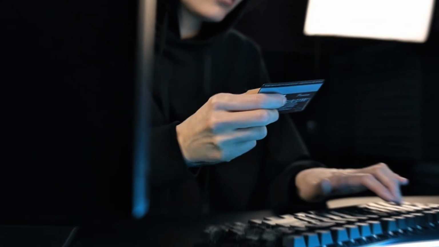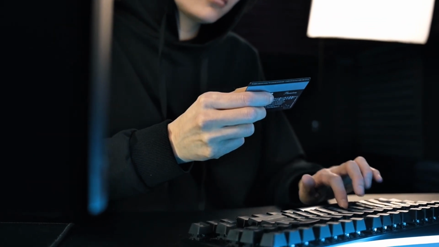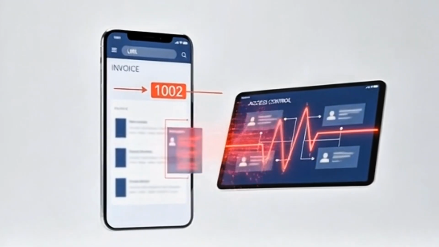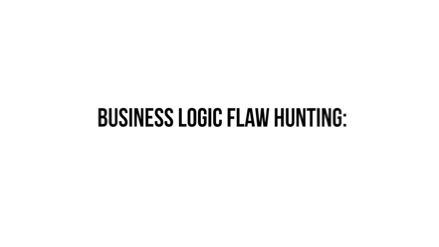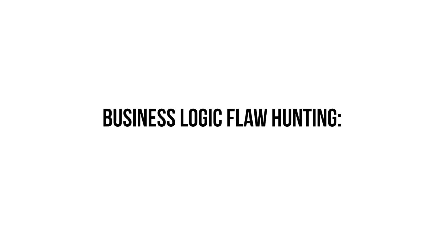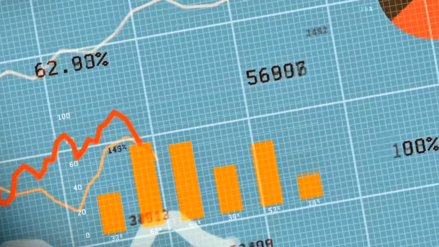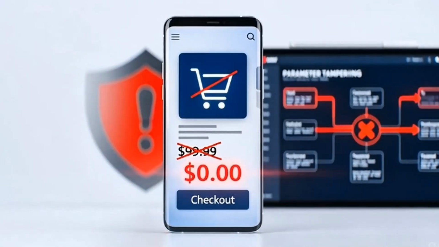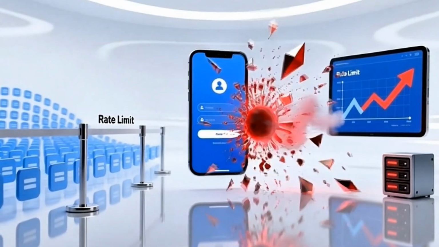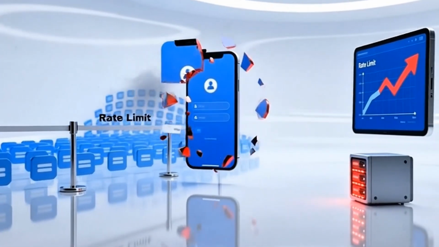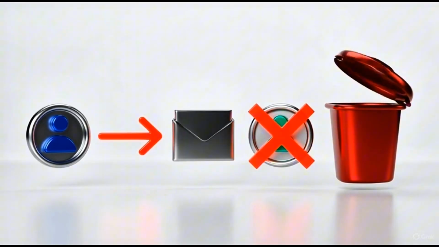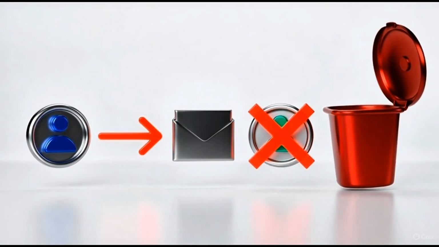Horizontal privilege escalation: can one user access data belonging to another user, e.g., change the ID number in the URL to view a different customer's invoice? Business logic flaw hunting: can an attacker manipulate pricing in an e-commerce cart to purchase an item for $0? Can a user spam a system by bypassing rate limiting on a form submission? Can a user delete another user's account by manipulating the request?